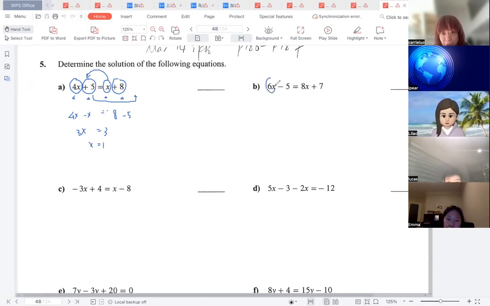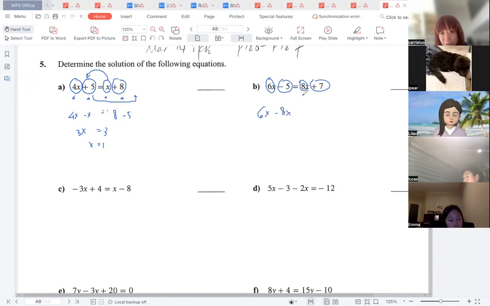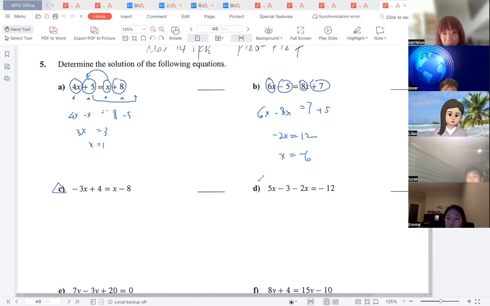Okay, the same thing. Every time you do those questions, circle them. So move 8x to the 6x. So 6x minus 8x, because this is positive, equals 7 plus 5. So negative 2x equals 12. So x equals negative 6. Understand? Okay, so number C and number D, please do yourself. Carrie, can I go to the washroom? Yeah, of course.